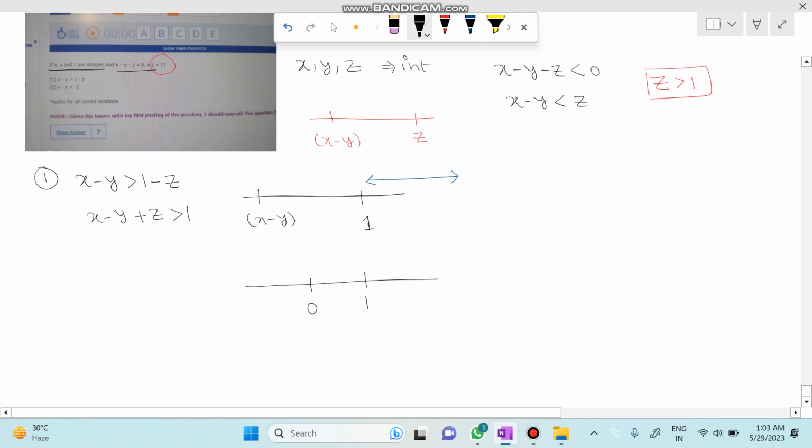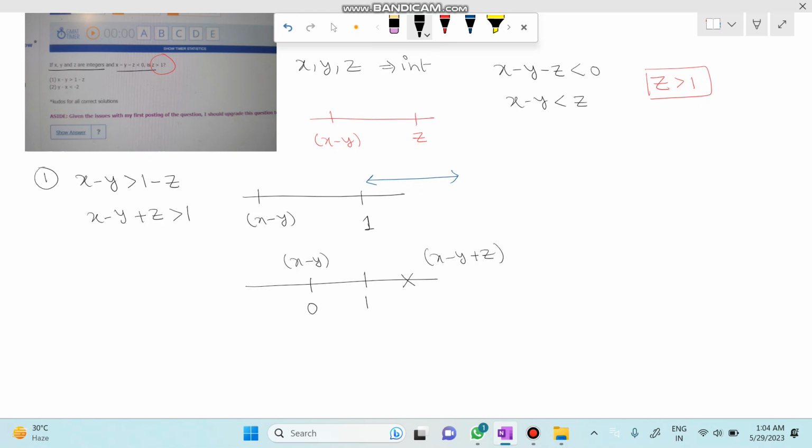The other possibility is x minus y is 0. Now if x minus y is 0, z has to be at least a little more than 1 to pull the entire value towards the right of 1. So x minus y plus z, if it has to move here, that compensation of this distance has to be done by z. So in this case, z is guaranteed to be greater than 1. Now this is like the worst case scenario, right?